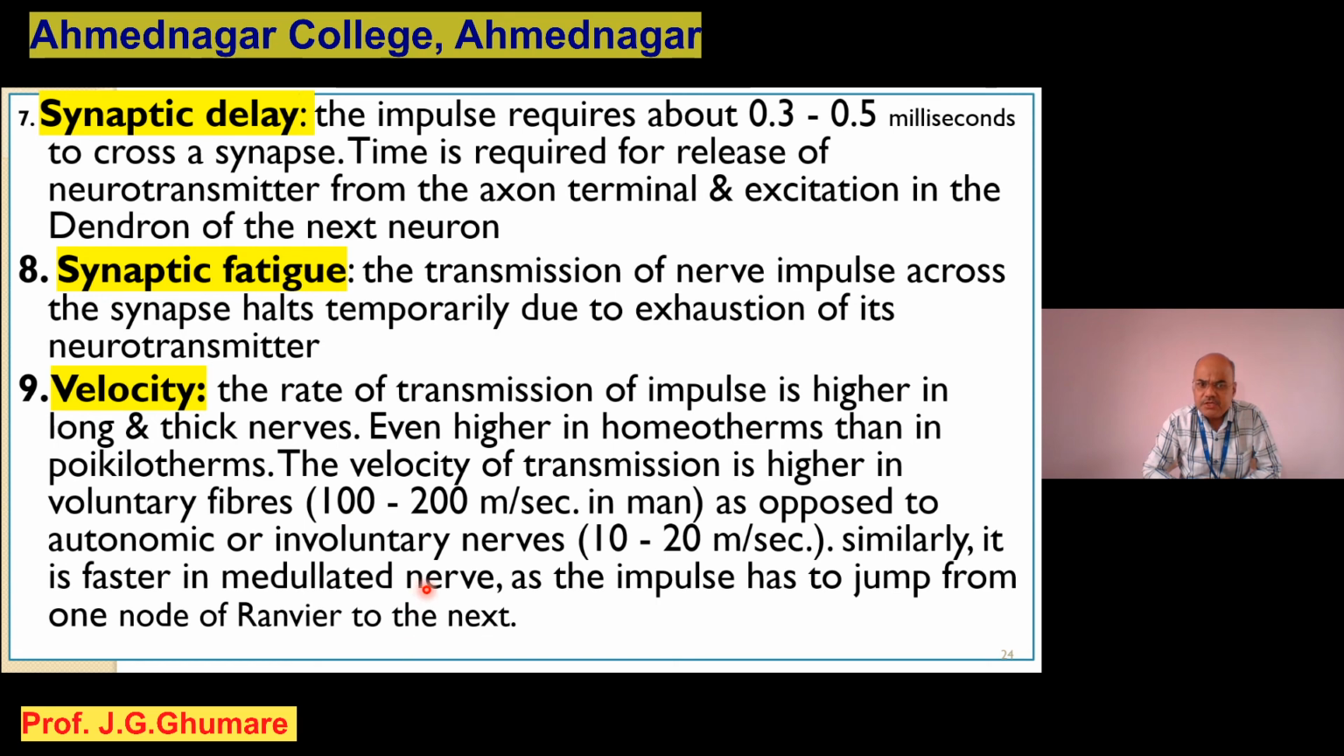The velocity of transmission is higher in voluntary fibers, 100 to 200 meters per second in man, as opposed to autonomic or involuntary fibers, 10 to 20 meters per second. The best example: the nerves present in hands and legs are voluntary fibers. They will have more velocity than the nerves present in the intestine or digestive tract. Similarly, it is faster in myelinated nerves, which we discussed, as compared to non-myelinated, because the impulse needs to jump the nodes of Ranvier. So 9 properties we took for nerve impulse.